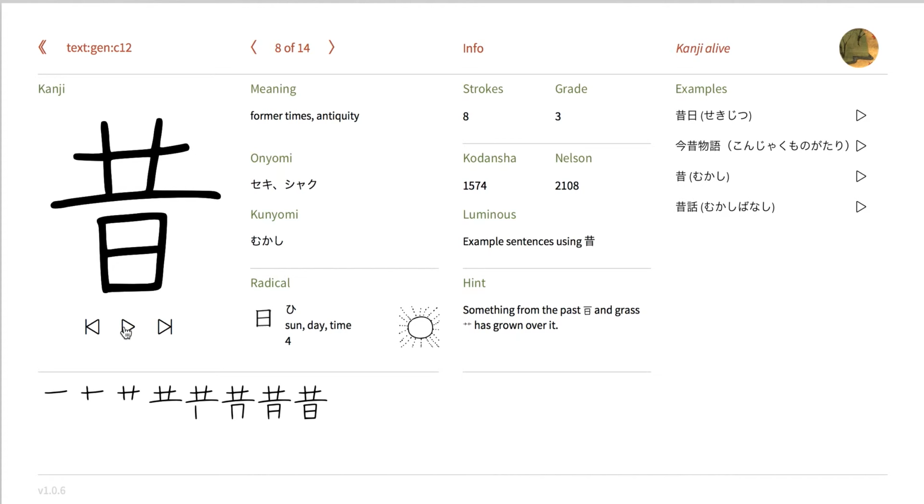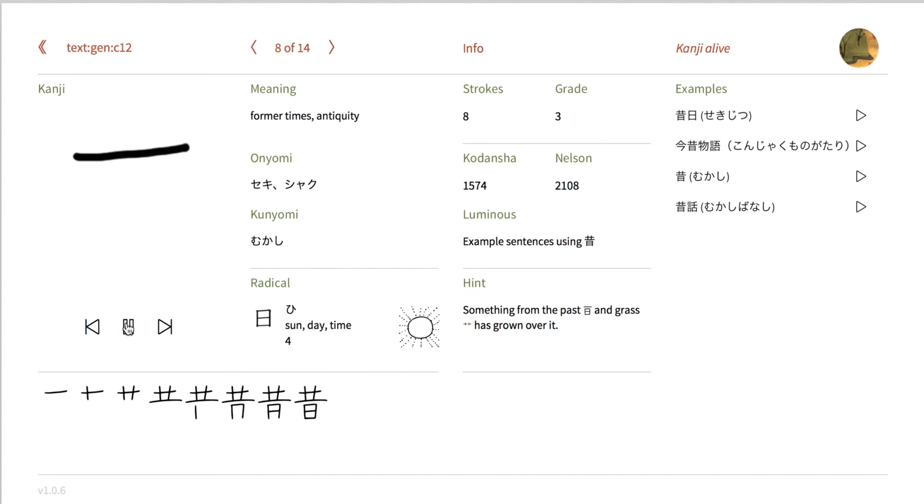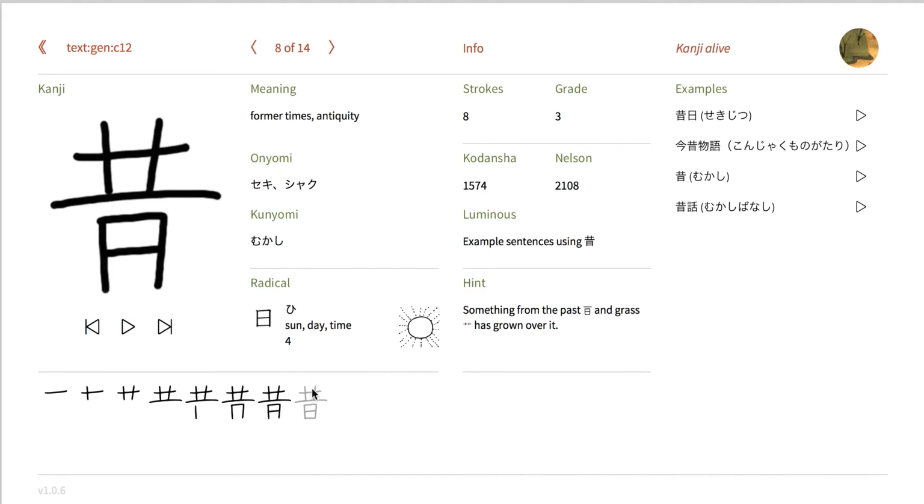On the top, here, let's look at the stroke order. So like the grass radical, but with a base below it. And then the sun on the bottom. The hint: something from the past, and grass has grown over it. I don't know how well you can see this, but this one line and the kanji for sun is actually a kanji that is read seki, and it means former or ancient or past. And then this top three-stroke radical is the grass radical.